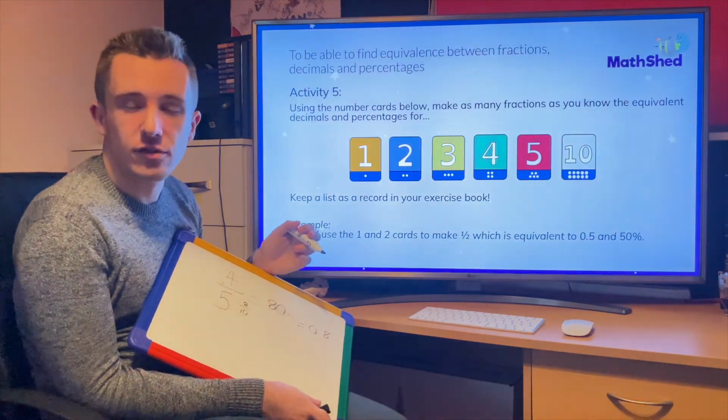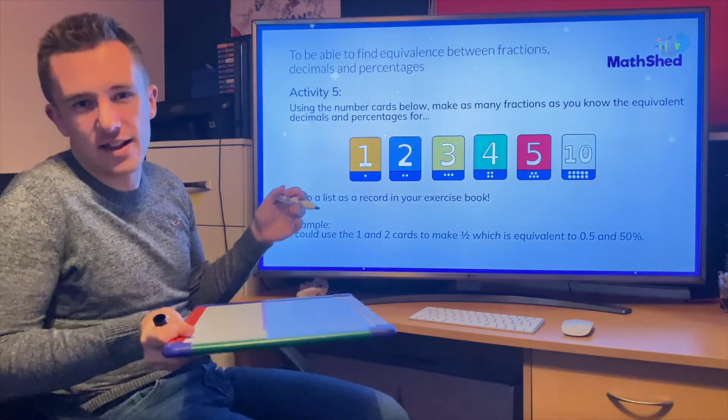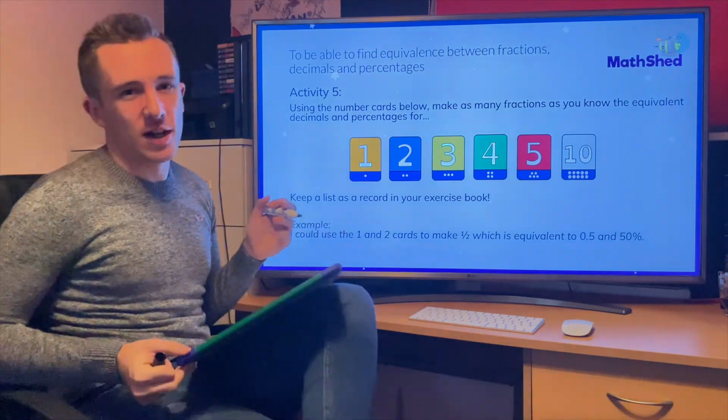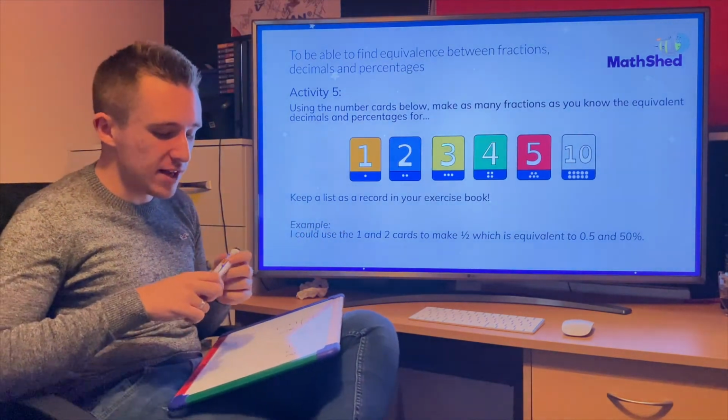And you keep on going, making as many as you can. Aim for 5 if you want to have a go, but say this is an optional activity. Activity 4 was the main one aimed at my group, but please, by all means, have a go at this one if you want to.